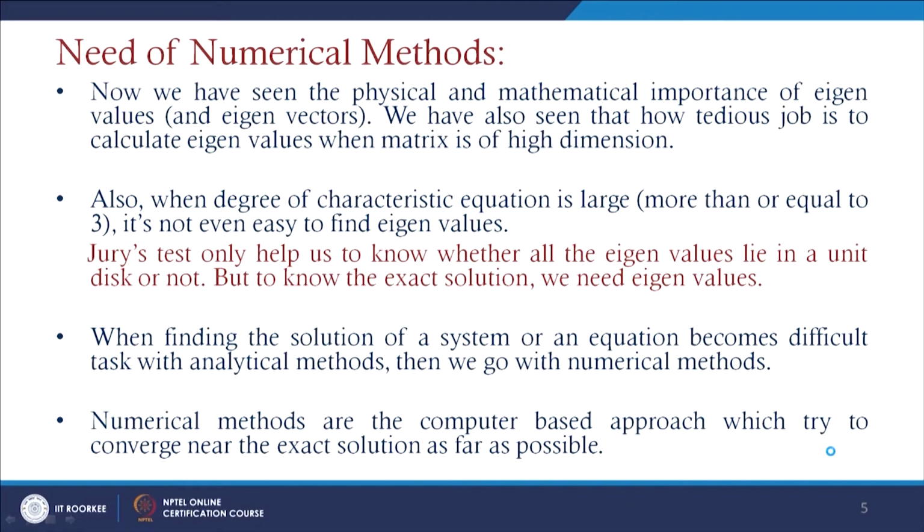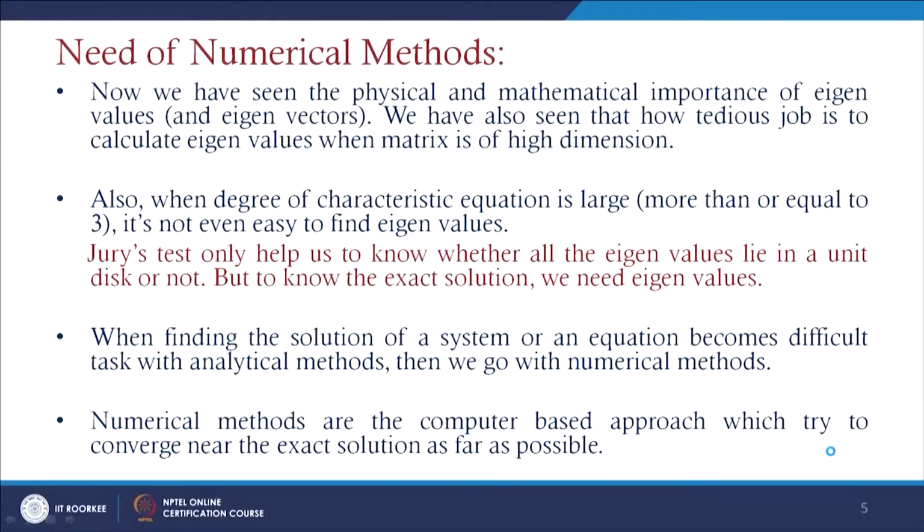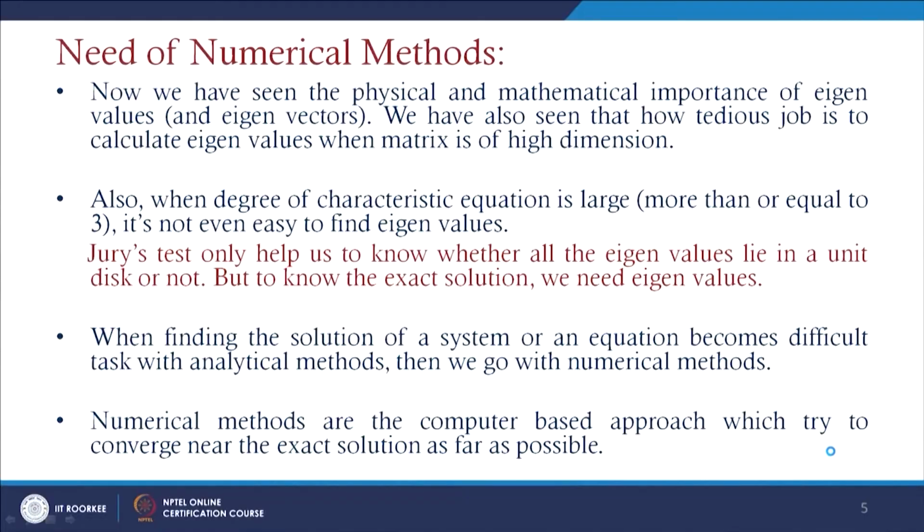Also, when the degree of a characteristic equation is large, that is, greater than or equal to 3, it is not even easy to find the eigenvalues. We have already discussed Jury's test in the earlier lectures, which can help us know whether all the eigenvalues lie in a unit disk or not. But to know the exact solution, we need the eigenvalues. When finding the solution of a system or an equation becomes a difficult task with analytical methods, we go for numerical methods.